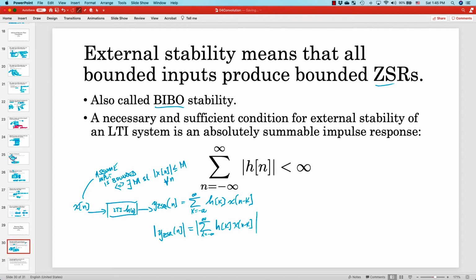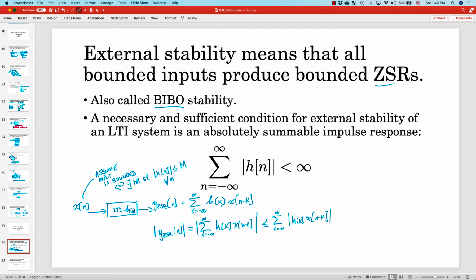And so the absolute value of this sum has to be less than or equal to what we get if we were to add up only positive things: the sum of the absolute value of h of k times x of n minus k. If I take the absolute value after I add, then there is the possibility of cancellation, pluses and minuses, and so we can get a smaller sum than if we were just adding strictly positive things, which is what we have here on the right-hand side of the inequality.